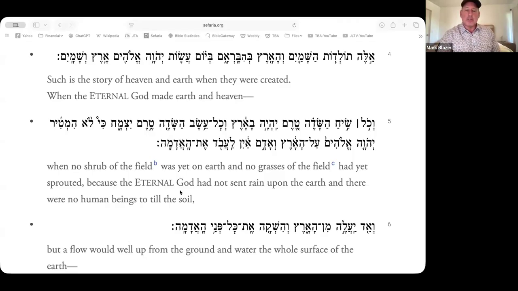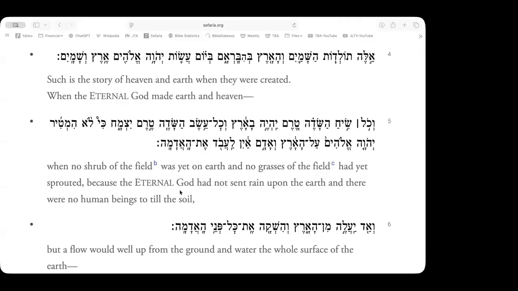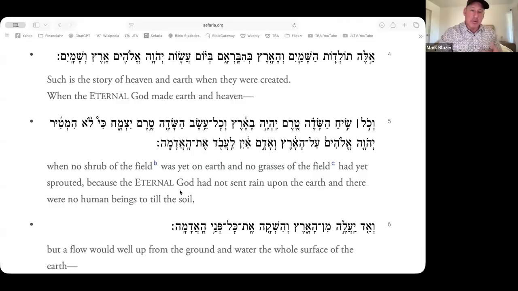This is Eden. Eden is where this is happening. There's stuff everywhere else. It's just not in Eden. It's interesting though, Rabbi. It kicks off right at the beginning, which is this is the story of how heaven and earth were created.